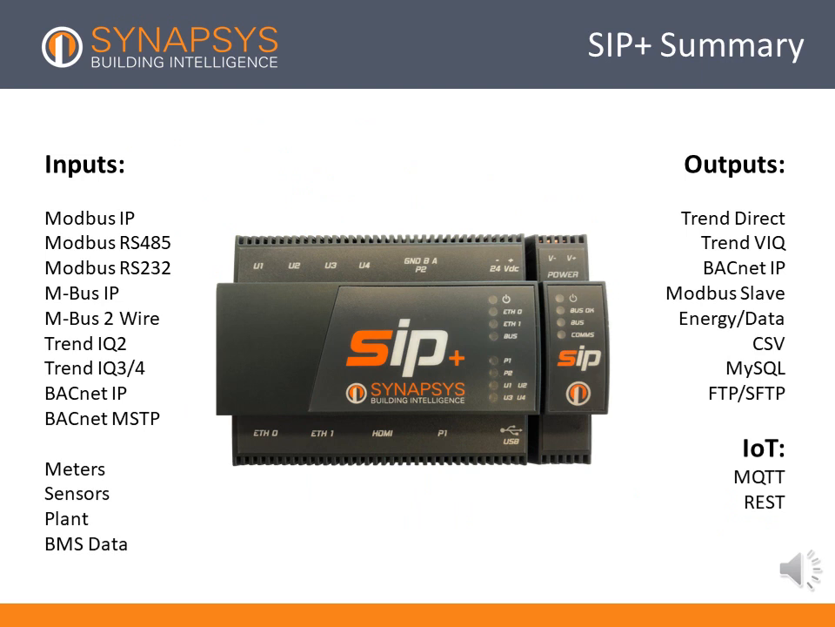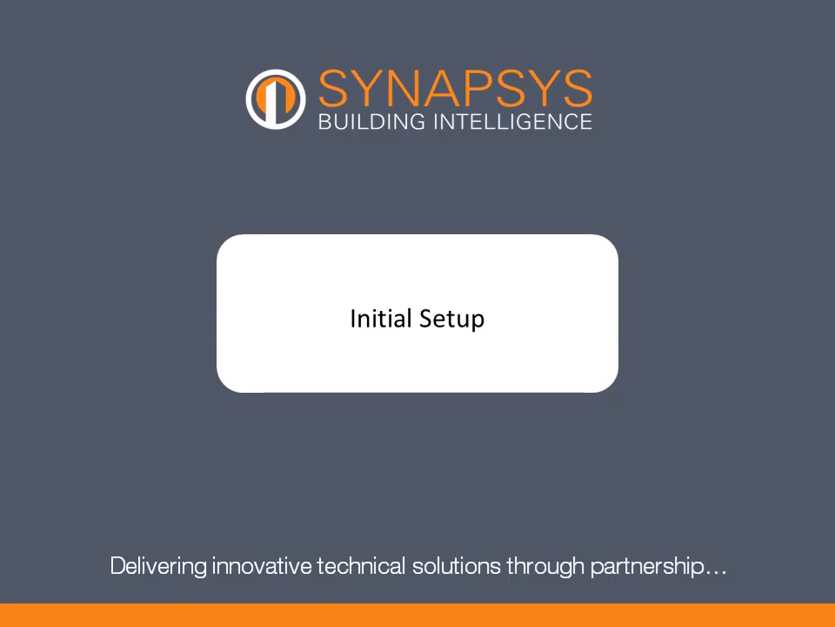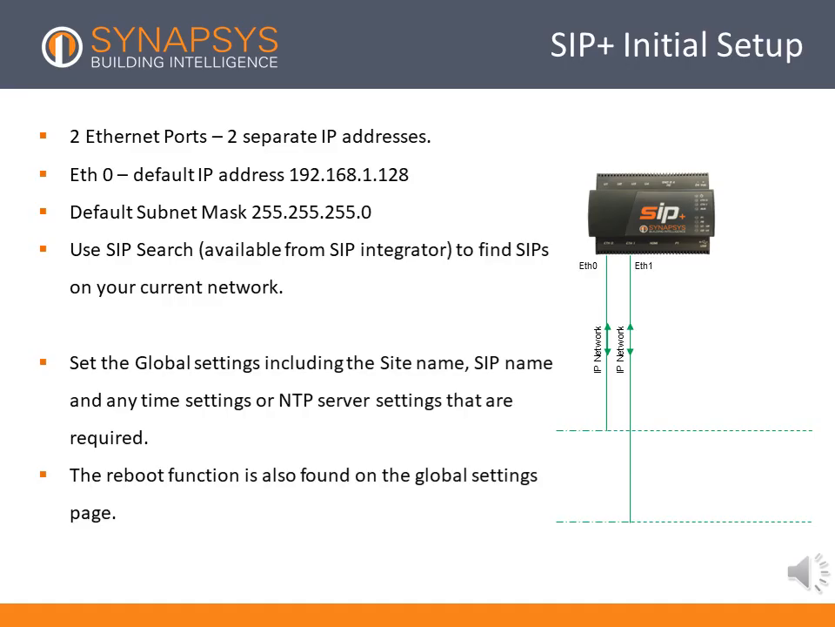All of the available protocols in all SIP+ products can be seen here. The SIP+ utilizes 2 Ethernet ports with individual IP addresses. This allows 2 Ethernet networks to be connected on 2 completely separate IP ranges. By default, only Ethernet port 0 is available with a default IP address. The other can be configured through the web page.